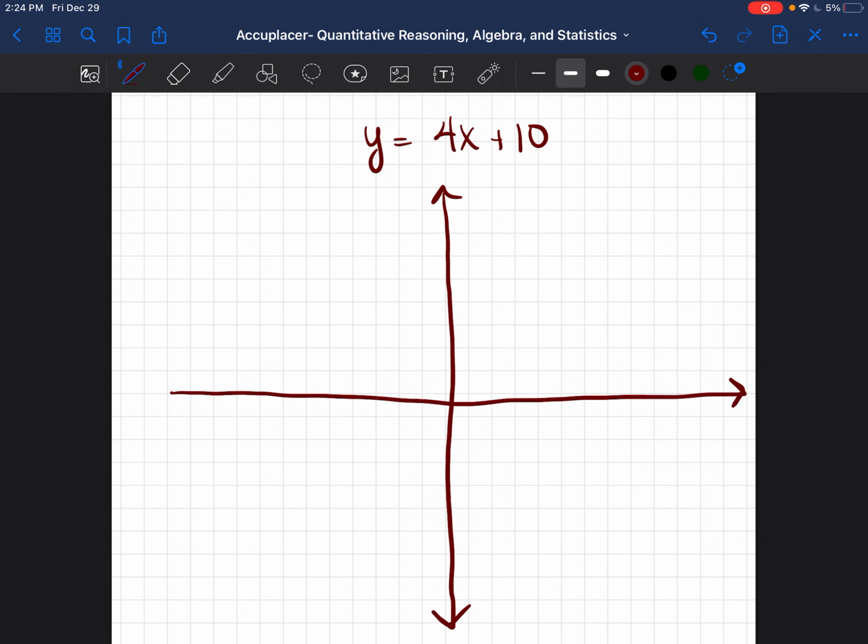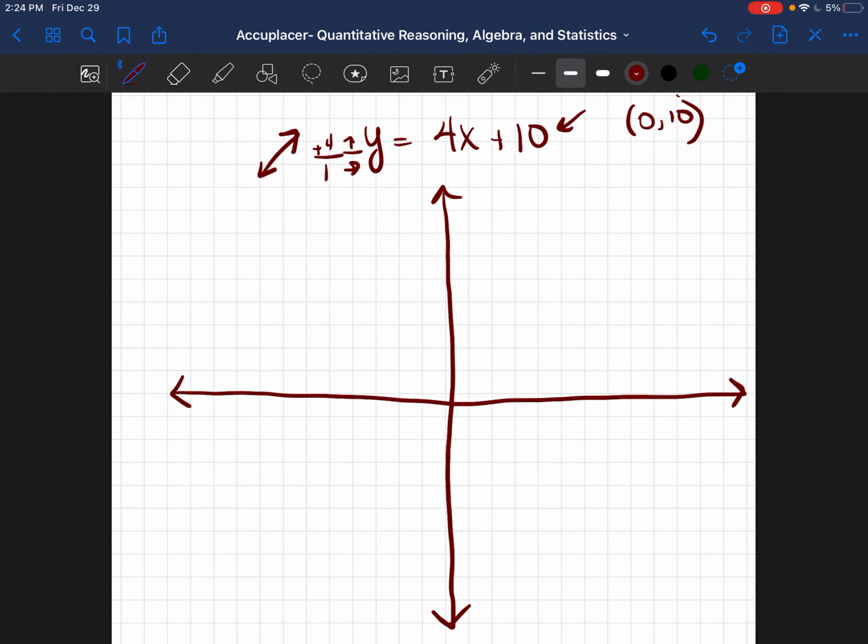And now you have a full overview of algebra. So we know that our line is a positive line. It should go in this direction. We know that our line is positive 4 over 1, meaning we're going to go up 4 and we're going to go to the right 1 as our slope. And we know our y-intercept is 10, meaning 0, comma 10.